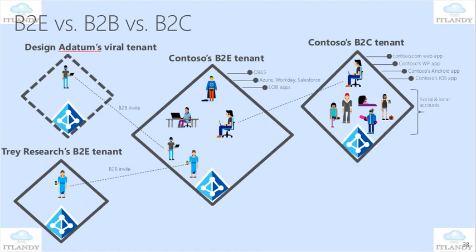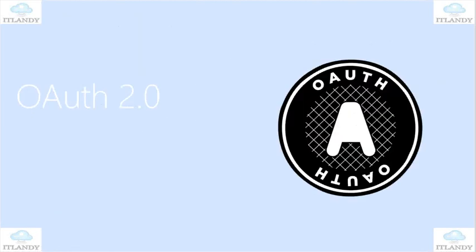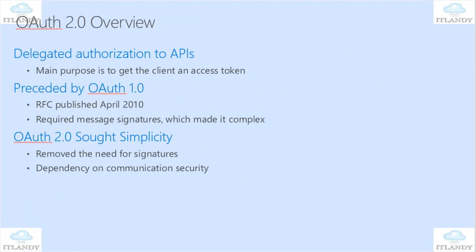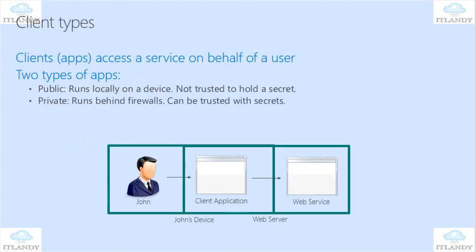So we're going to cover OAuth 2. What is OAuth 2? OAuth 2 is a delegated authorization to APIs. The main purpose is to get the client an access token. It was preceded by OAuth 1, RFC published April 2010, which required message signatures, which made it complex. OAuth 2 sought simplicity, removing the need for signatures and the dependency on communication and security. This is basically what OAuth 2 does: get us a token.